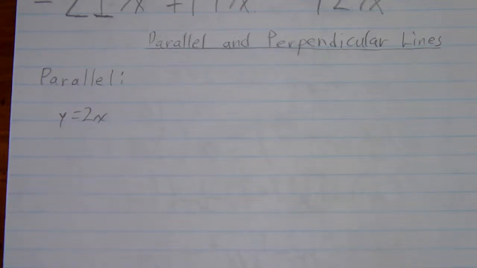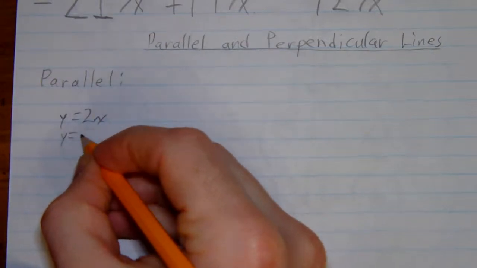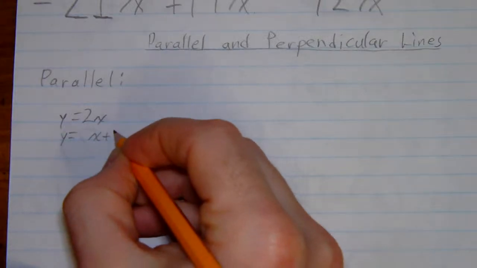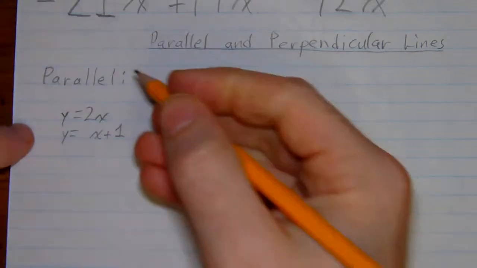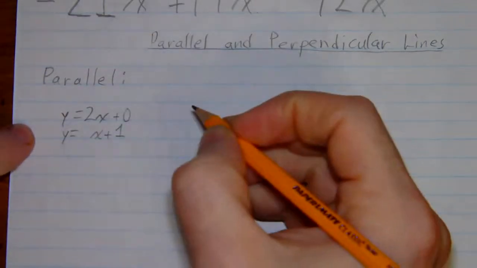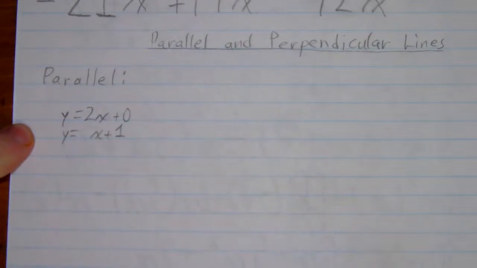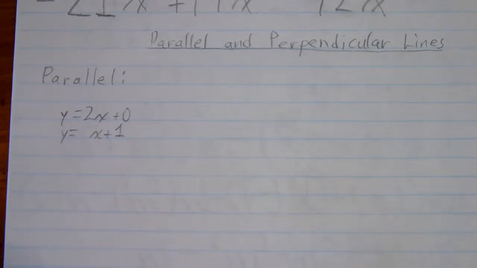We're going to make one more modification. So in the bottom line, we're going to make it y equals x plus 1. So now you'll notice the two lines are still crossing each other on your Desmos, but they're not crossing at the origin anymore. The top line has a y-intercept of 0. The bottom line has a y-intercept of 1.